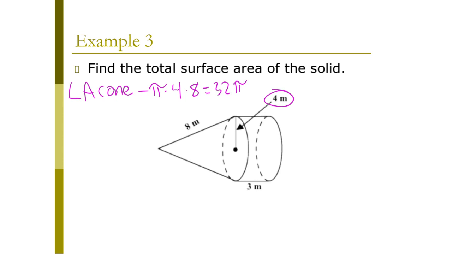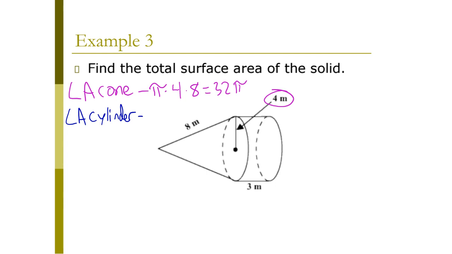Now, this base that is within here, this is not on the surface. This circle is inside the solid. It is not part of the surface of it, so we do not worry about it in the surface area. So our next move is going to be lateral area of the cylinder. Remember that rectangle that wraps around it.